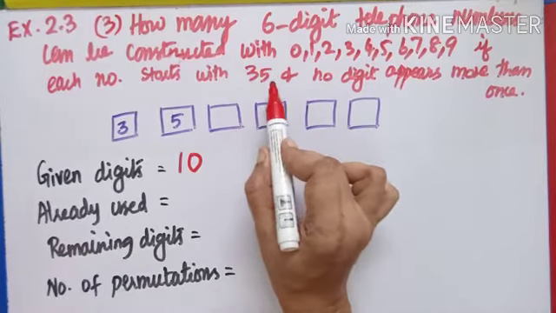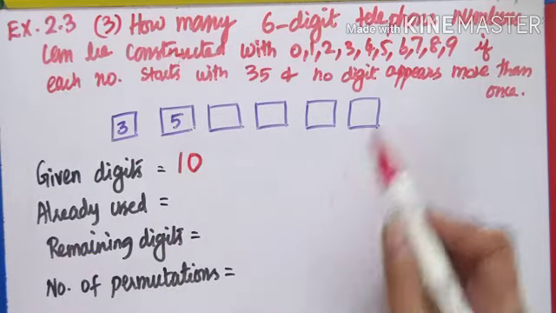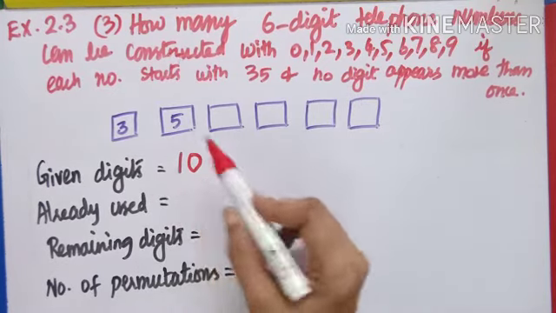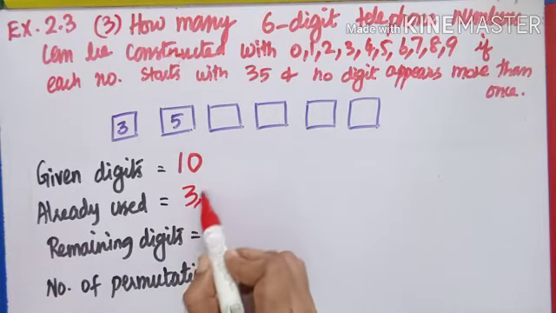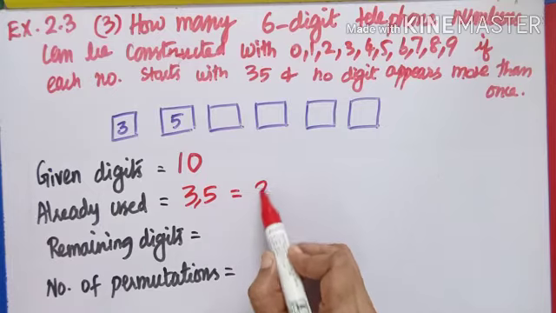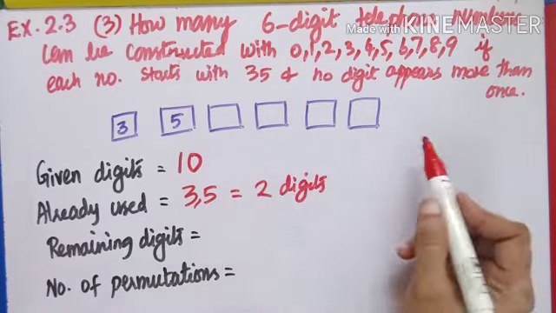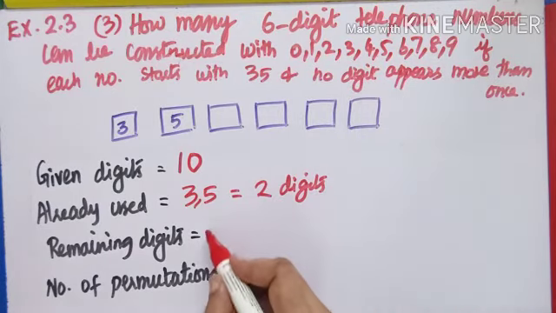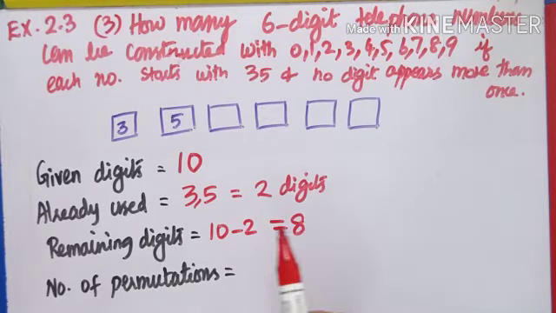Each number starts with 35. So put 3 and 5 in the first 2 boxes. No digit appears more than once. So 3 and 5 I cannot use again. So already used 3 and 5, that is 2 digits. So how many digits are remaining? Out of 0 to 9, remove 3 and 5. So 10 minus 2 equal to 8. So the balance digits are only 8.